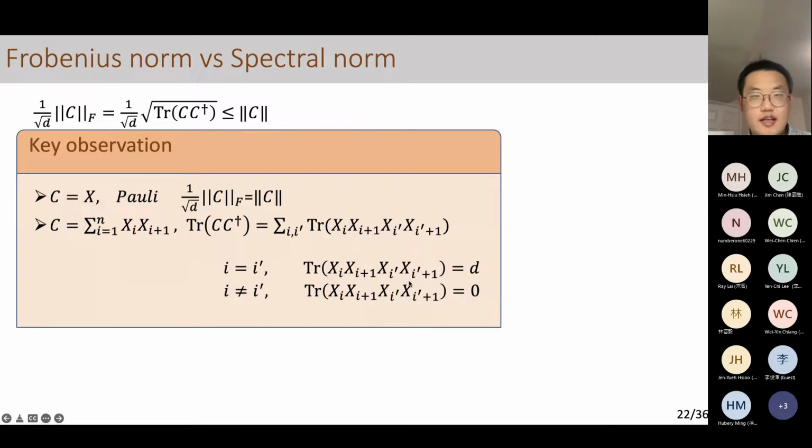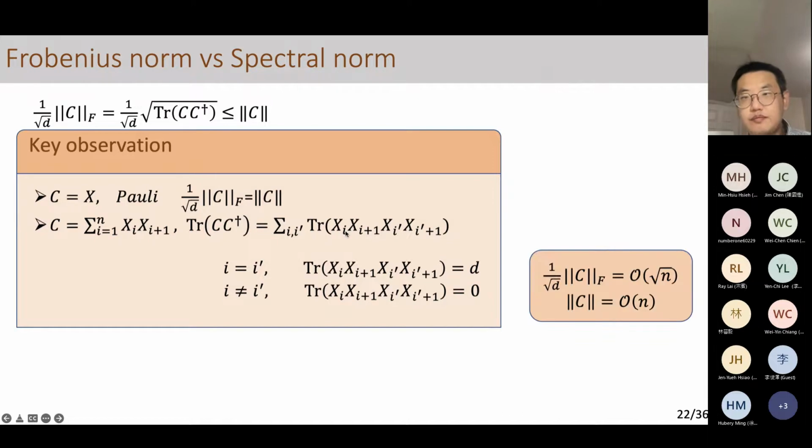Then its trace is D, the dimension. But if i doesn't agree with i prime, this will change to another Pauli string. Then its trace is 0. So even though we have n squared terms here, only n terms contribute to this total trace. That's why we have the improvement when we consider the Frobenius norm. In this case, our Frobenius norm is just the square root of n.